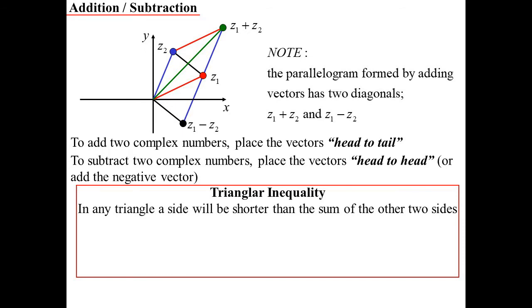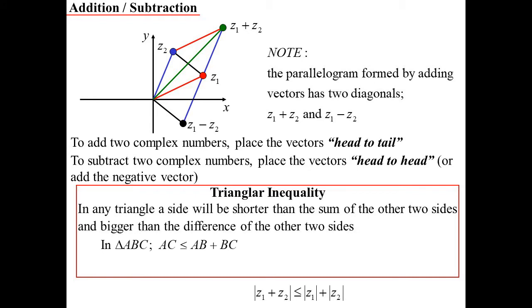Triangular inequality. It's a very simple little property. But in any triangle, a side is going to be shorter than the sum of the other two sides. That's basically what the triangle inequality says. So if I've got a triangle ABC, then AC would be less than or equal to AB plus BC. But now if I talk about that in terms of complex numbers, it means the modulus of Z1 plus Z2, which is representing the green one, so that's one side of the triangle, that's going to be less than the sum of the modulus of Z1 plus the modulus of Z2, because they would represent the other two sides of a triangle.